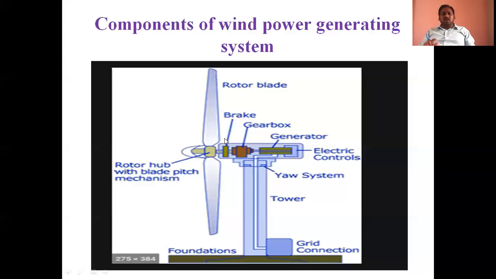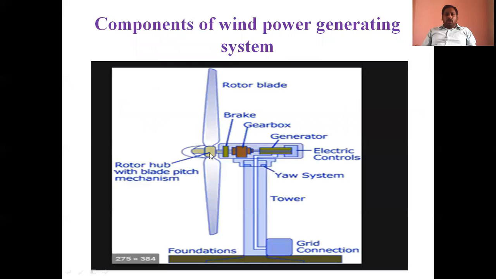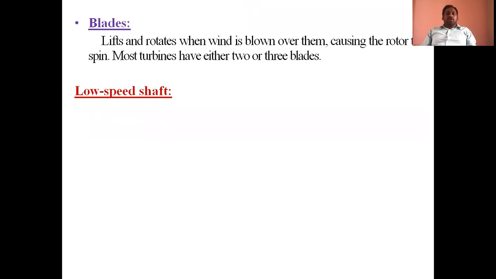That much low speed is not suitable for power production with the help of a generator, because the generator does not accept such low speeds, which requires minimum 1500 speed here. So that's why this low speed shaft can be converted into a high speed shaft further. So here the low speed shaft of the wind turbine connects the rotor hub to the gearbox. So see here, this is the rotor hub, and here this is the gearbox. This is called the low speed shaft. That means the inner cylindrical construction arrangement is the rotor shaft. Low speed shaft also it is called.